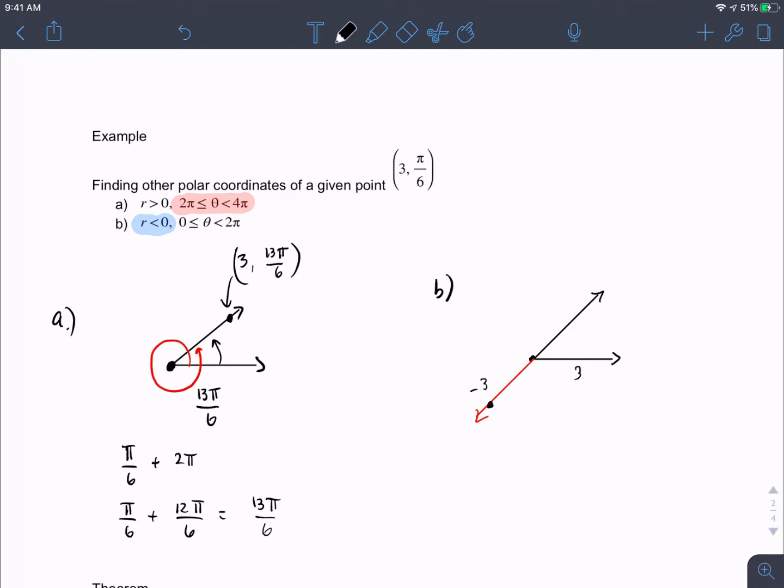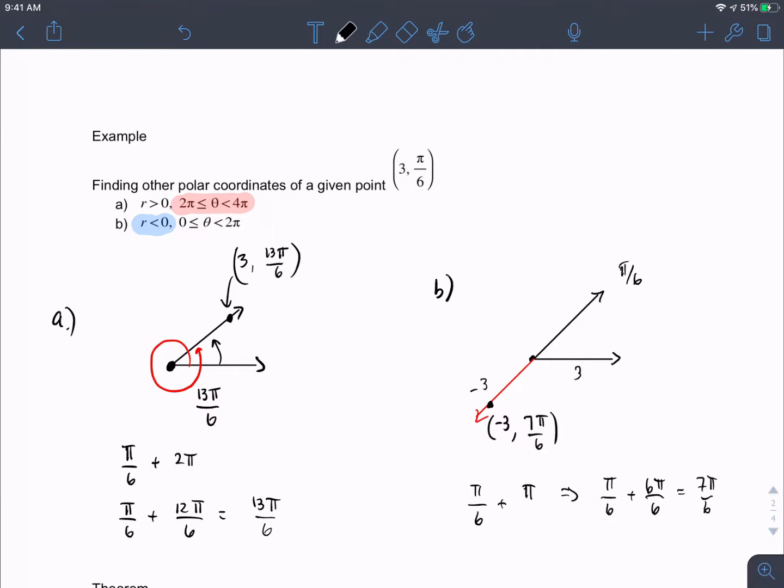And so our point here is going to be negative 3. And then if this was pi over 6, how much did we add to it? Didn't we add basically a half circle rotation? So that's going to be pi over 6 plus pi, which is pi over 6 plus 6 pi over 6, which will give us 7 pi over 6. And so this is going to be 7 pi over 6.